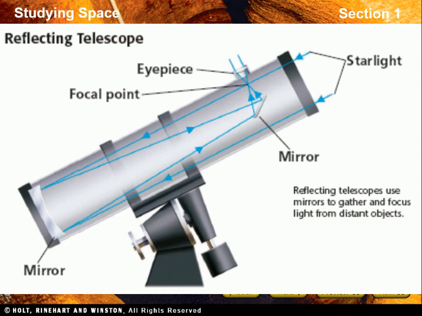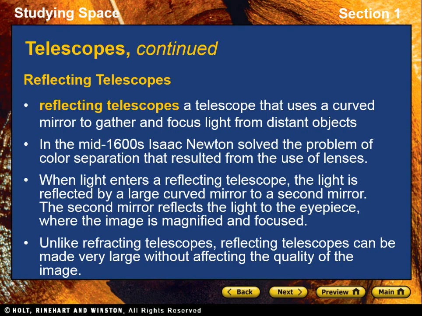Reflecting telescopes. In the mid-1600s, Isaac Newton solved the problem of color separation that resulted from the use of lenses. He invented the reflecting telescope, as is shown on the screen now, which used a curved mirror to gather and focus light from distant objects. When light enters a reflecting telescope, the light is reflected by a large curved mirror to a second mirror. The second mirror reflects the light to the eyepiece, which is a lens that magnifies and focuses the image.